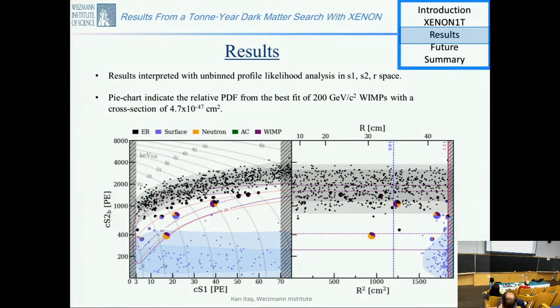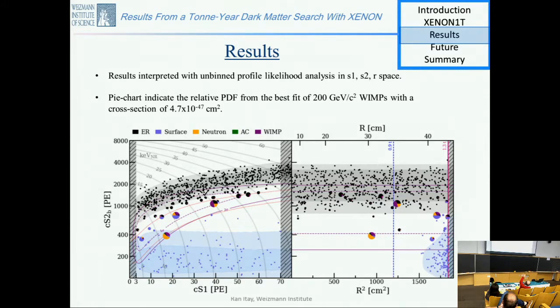Okay? This event here, for example, you can see happens inside the inner core. So it has a higher likelihood to be from a WIMP. Okay, so roughly 50% of the events that will occur here and here in the parameter space will be coming from a WIMP.